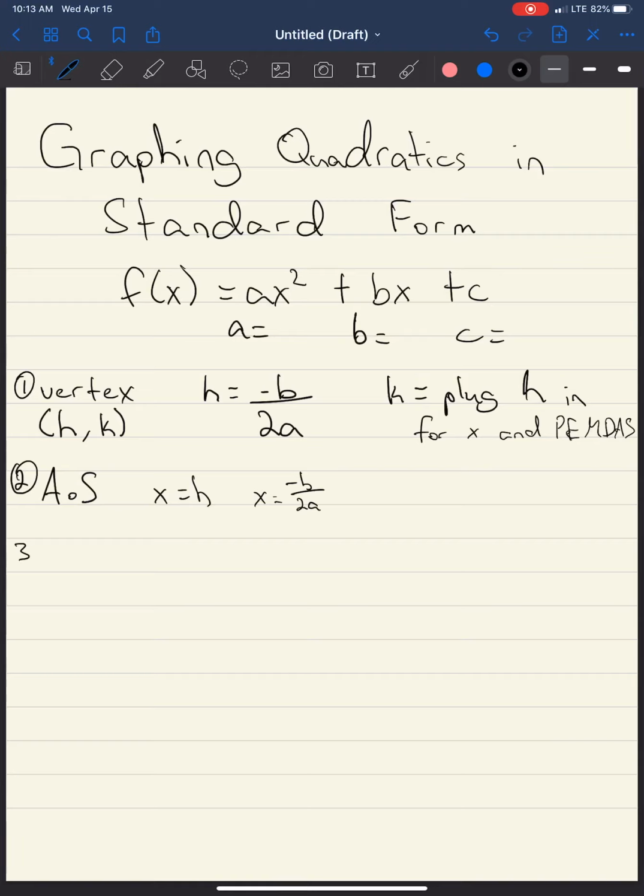After finding the axis of symmetry, we have to decide, is this up or down? That's the same exact thing as vertex form. If it's a smiley face, it's up. If it's a frowny face, it is down.